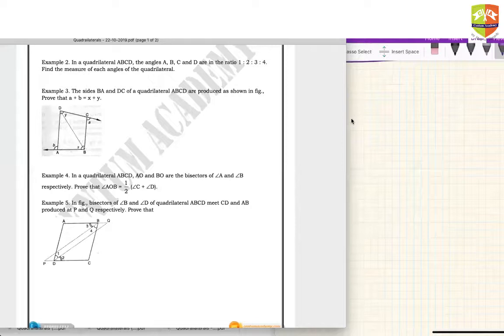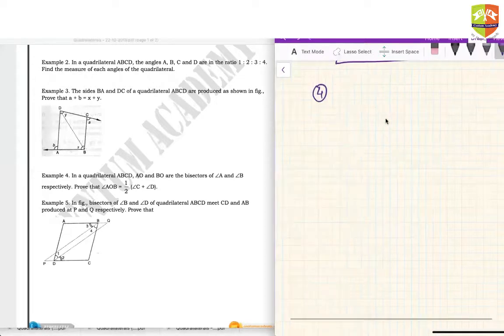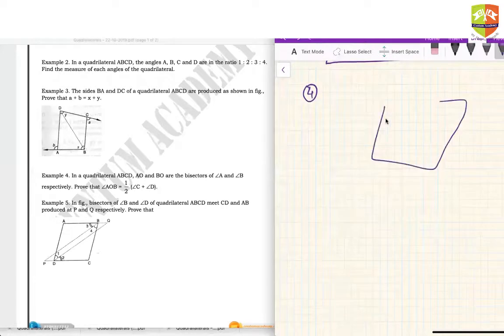Now let's say question number 4. What does it say? Question number four says, in a quadrilateral ABCD. So let me draw a neat quadrilateral. I am drawing ABCD.